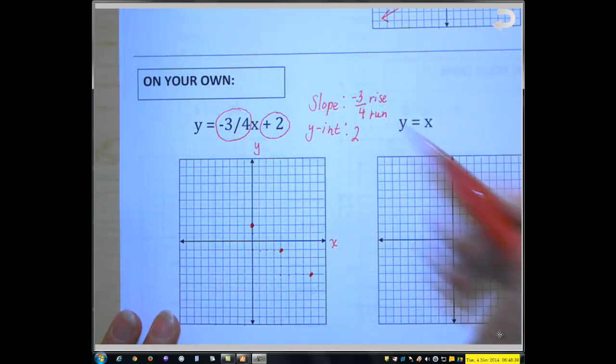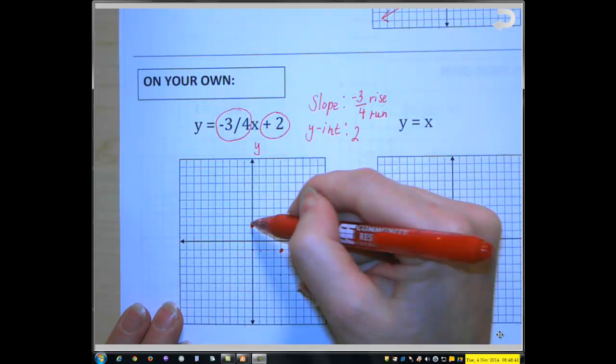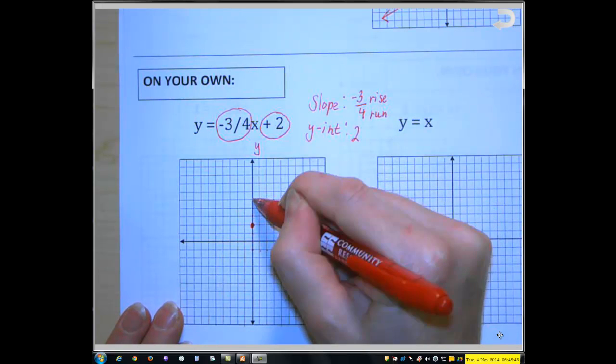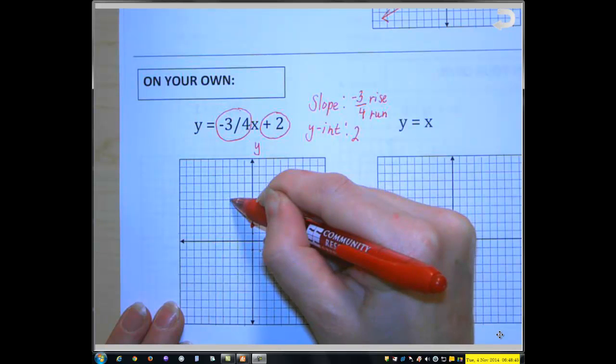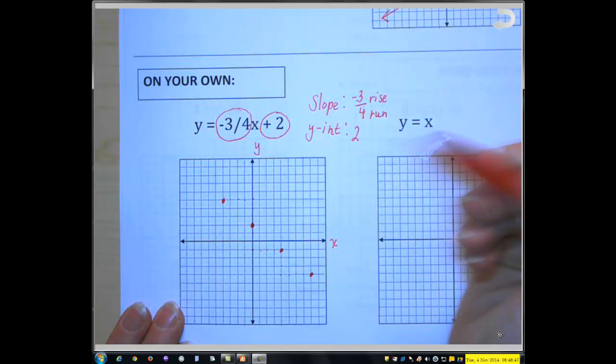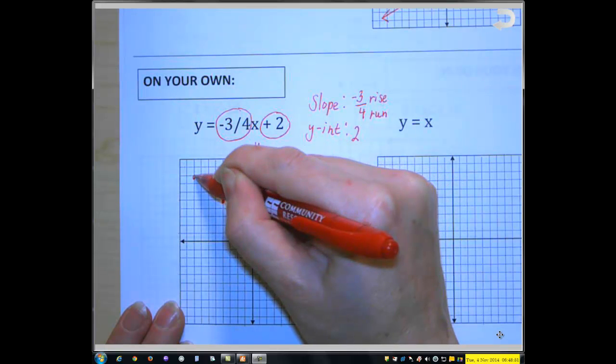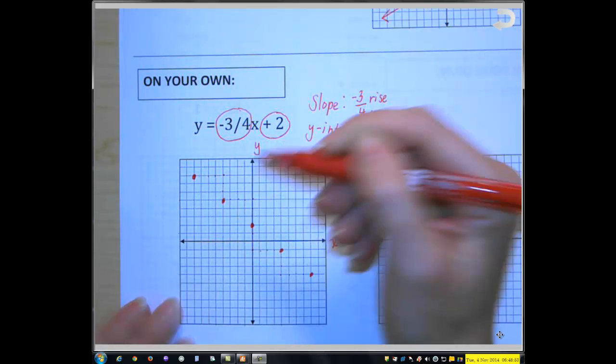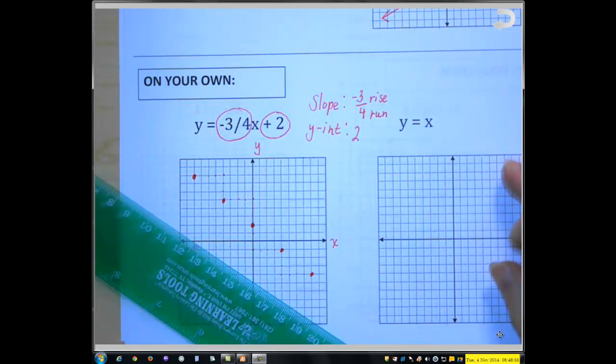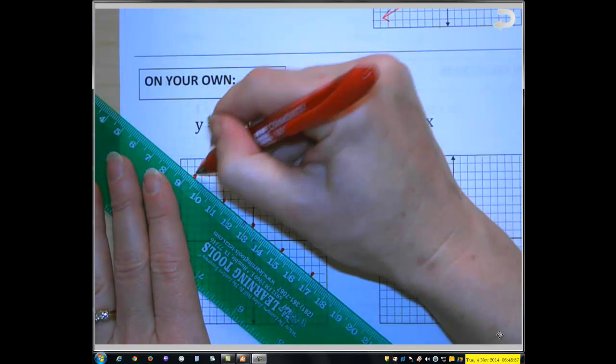We could also reverse those directions and go up 3 and to the left 4. Up 3 and to the left 4. And there's our line.